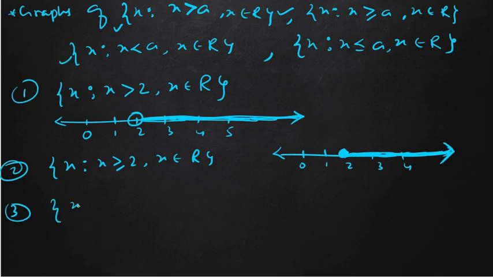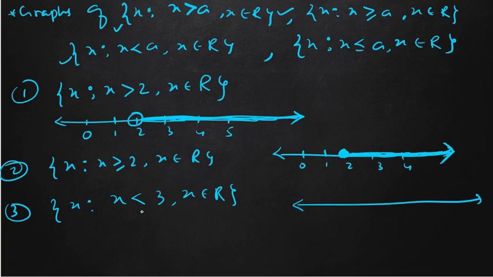Fine. So for the third one, x such that x is less than 3, x belongs to real numbers. We just need to draw the graph of all the real numbers which are less than 3. So let this be 4, 3, 2, 1, 0, suppose -1, like this. Now 3 is not included, so we have to open circle it and just bold the line till the arrow.